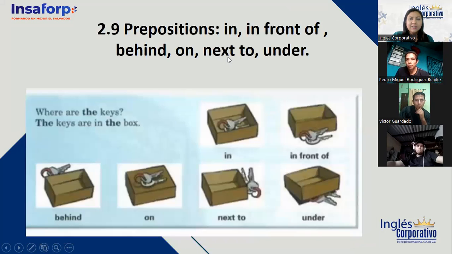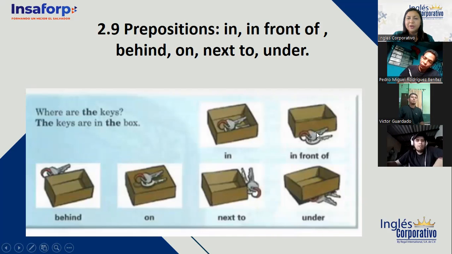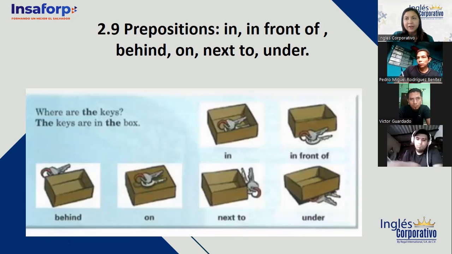Okay, prepositions: in front of, behind, on, next to, and under. These are called prepositions of place. Nos indican dónde están las cosas. Por ejemplo, what are the keys? ¿Dónde están las llaves? The keys are in the box. Adentro, in. In front of the box. Enfrente de la caja. Behind the box. Atrás de la caja. On the box. Sobre la caja. Next to the box. A la par de la caja. Under the box. Debajo de la caja. Okay? So we have in front of, behind, on, next to, and under.